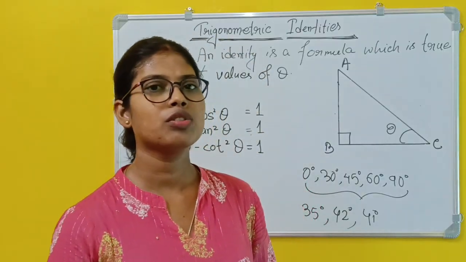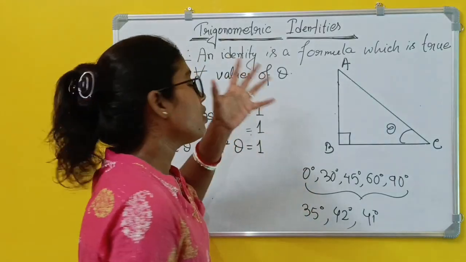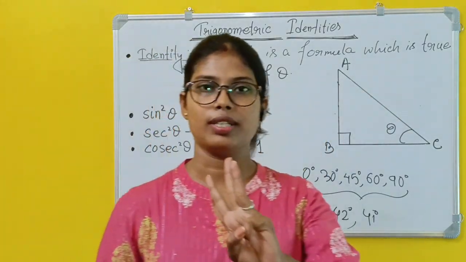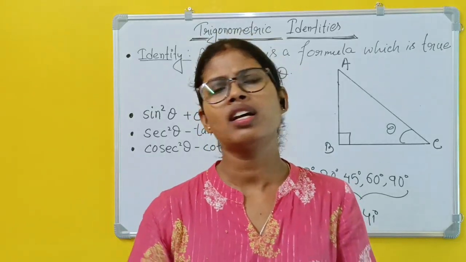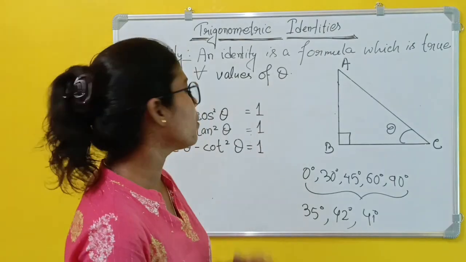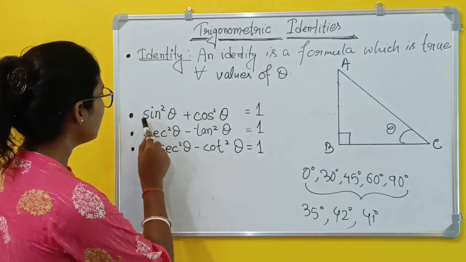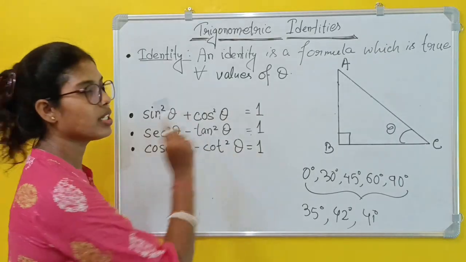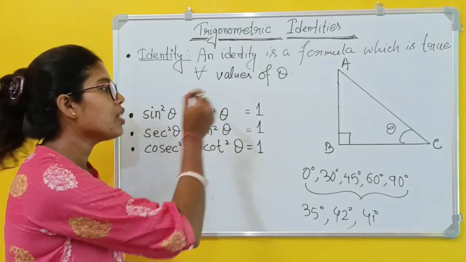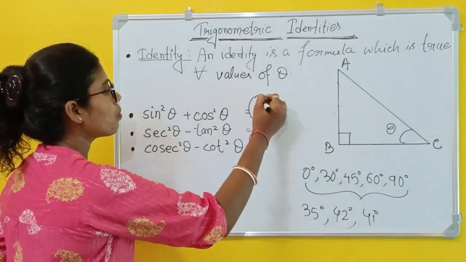Okay. And what do we mean by identity? In case of addition it is 1. Right. So there are 3 identities we have to recall in trigonometry. Only 3. And we can transform those 3 for easier calculation. The first one is sine square theta plus cos square theta is equal to 1. So if we take any value of theta here, it will always give us 1.